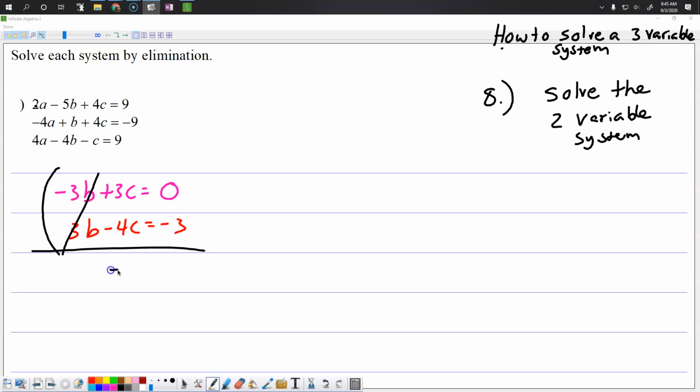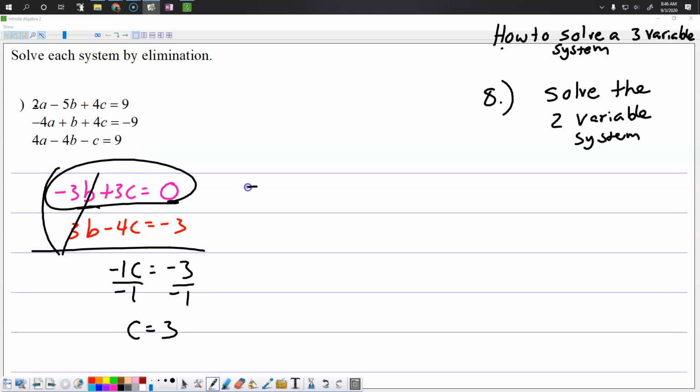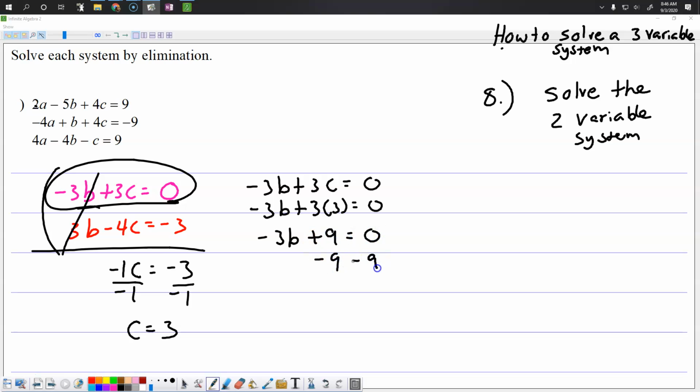3 minus 4 is negative 1c. 0 and negative 3 is negative 3. And so if I just divide by negative 1, I get negative 1. There, and we end up with positive 3 for c. Now you're just going to take your answer and plug it into one of these equations up here. I'll use the top one. So I'm going to replace the c with 3. And then we can solve for b.